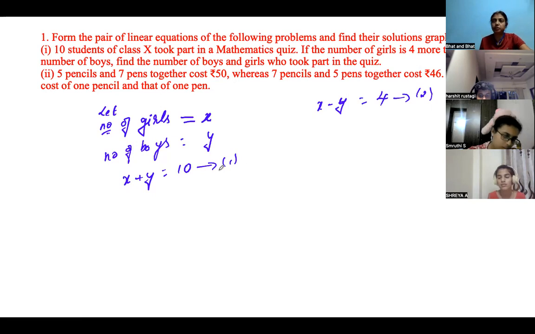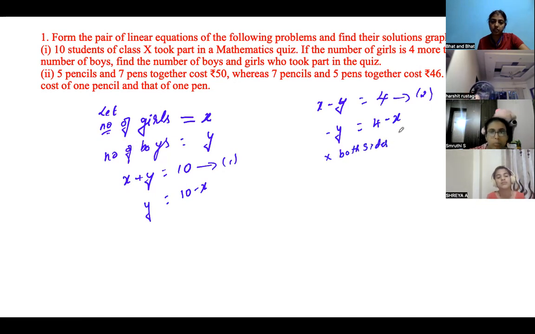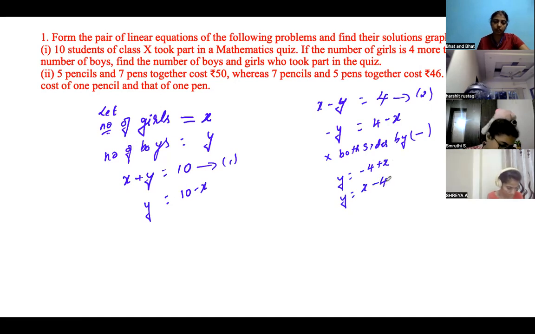Now let us write the expression for y. Minus y will be equal to 4 minus x. I will multiply both sides by a minus sign. Then we will get y is equal to minus 4 plus x, or I can write y is equal to x minus 4. Understood?